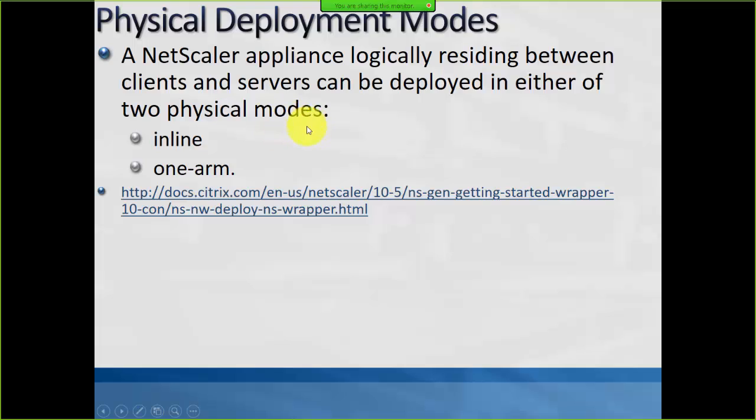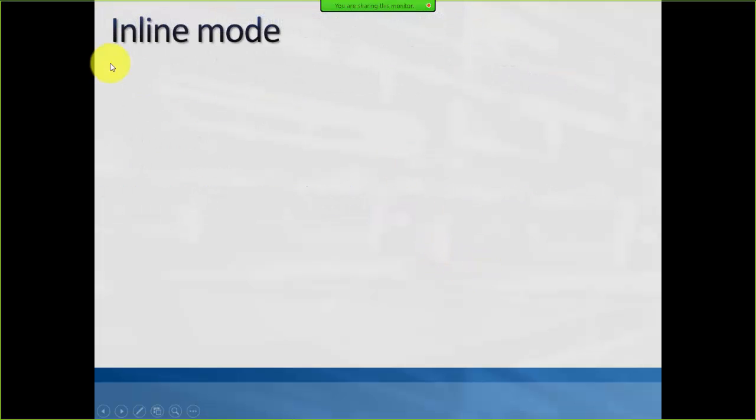traffic from outside. So there it says that a NetScaler appliance logically residing between clients and servers can be deployed in either of 2 physical modes, inline and one arm. Strange names. Lots of detail on this link, which I'm going to send you.